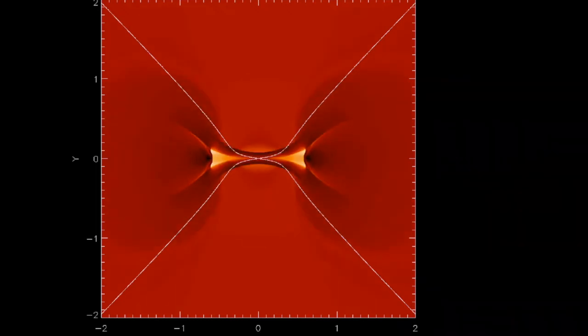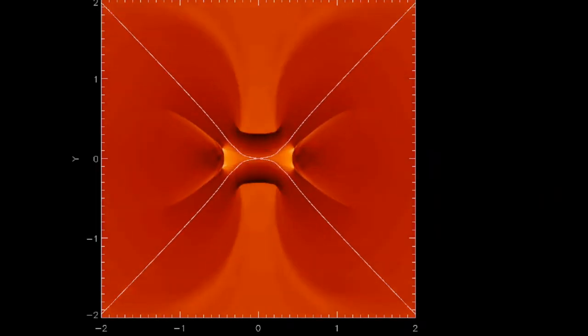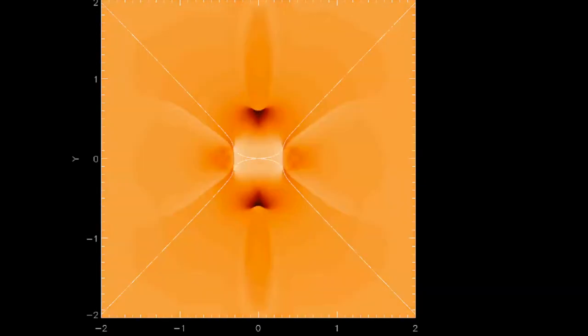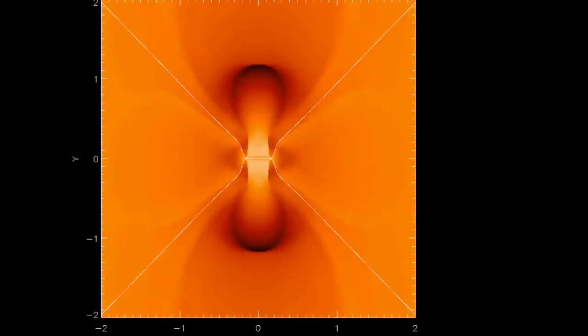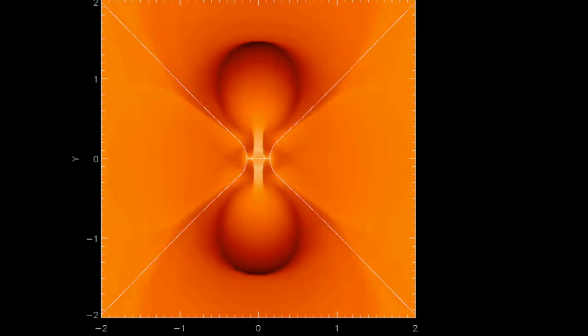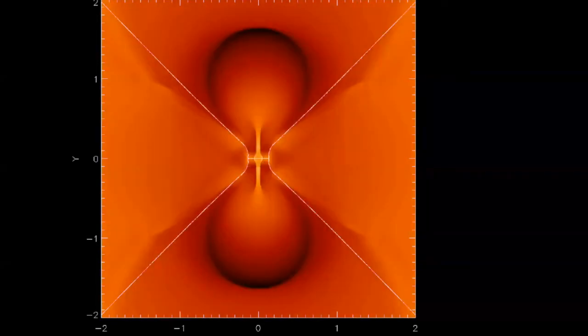Then what happens later is the system collapses into a horizontal current sheet, which you can see better perhaps at this time here. So we've moved from that X point to a horizontal current sheet. There's lots going on in the system.